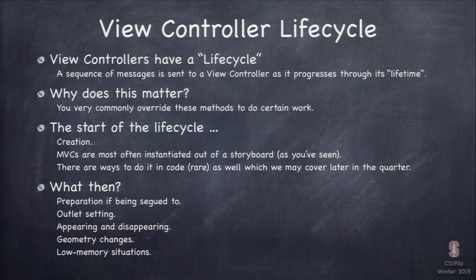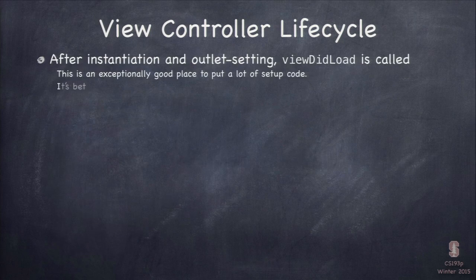Okay, what happens after that initialization, though? Well, the first thing is you get prepared if you're being segued to, right? The next thing is your outlets are going to get set. Okay, the system's going to wire up all those @IBOutlets that you have. And then your view controller is going to appear on screen, and then it might disappear, and then it might reappear, and then disappear. Okay? And its geometry might change because of auto rotation or something else that changes the geometry of your view, so that's happening. And then in obscure cases, you might have a low memory situation on your device, and the system might try to get you involved to resolve that. And we'll talk about that briefly. All right, so that's the cycle.